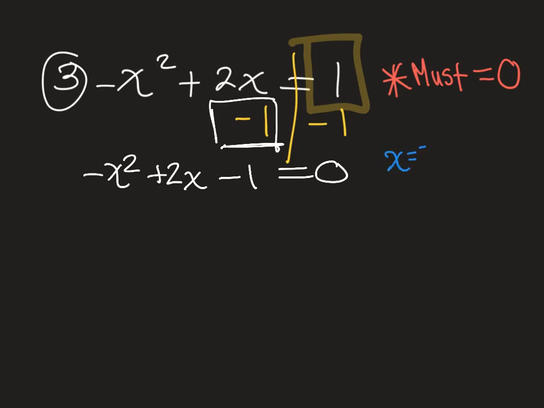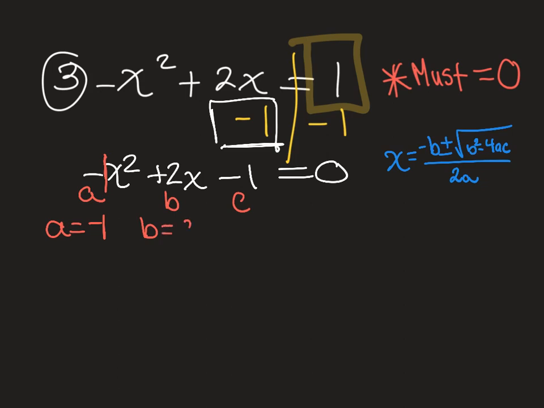X equals the opposite of b plus or minus the square root of b squared minus 4ac, all divided by 2a. So in this problem, a, b, c: a is going to equal negative 1, because there's a negative 1 out front. B is going to equal 2, and c equals the negative 1. So now I'm going to plug this into my formula.